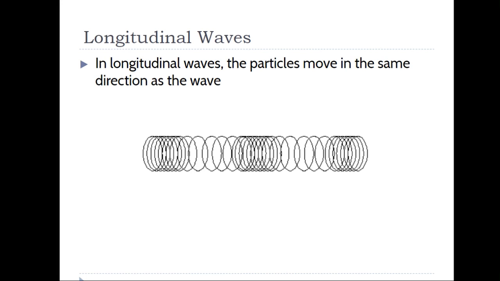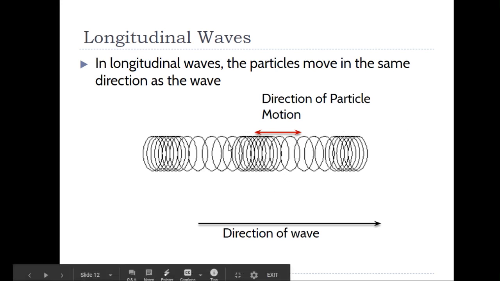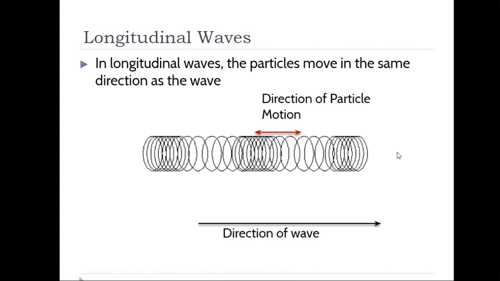At first there was a lot of compression, so there are going to be points of compression and points of rarefaction. We'll highlight those in just a moment. Imagine that the direction of the wave is to the right, and the direction of the particle motion in this case is going to be going back and forth, back and forth. So it's different than the transverse wave, which is perpendicular to the direction of the wave. Here, it's oscillating from side to side.